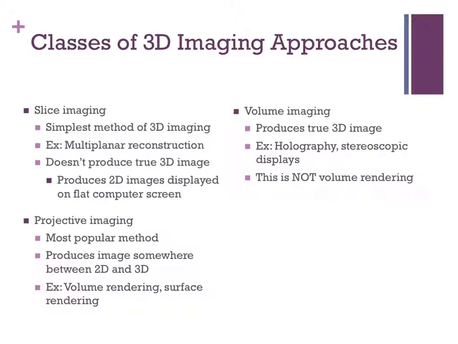Projective imaging is the most popular 3D imaging approach, but it still doesn't offer a true 3D image. It produces an image somewhere between 2D and 3D. Surface and volume rendering are examples of projective imaging. Volume imaging does produce a true 3D image, but don't confuse this with volume rendering. Some volume imaging methods include holography, stereoscopic displays, anaglyphic methods, varifocal mirrors, synthesizers, and rotating multidiode arrays.